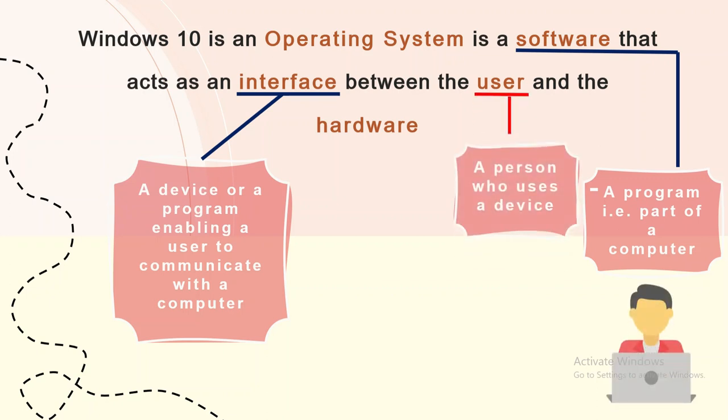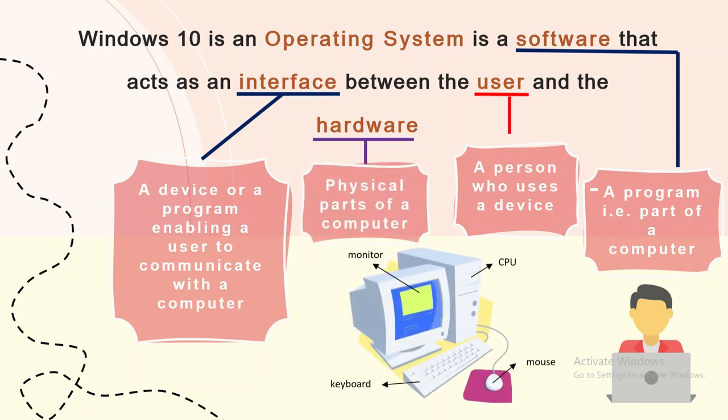The next one is the user. A user is a person who uses a device. For example, a person who uses the computer system is called a user. Hardware. A hardware is the physical part of a computer, which includes the CPU, the monitor, the keyboard, and the mouse.